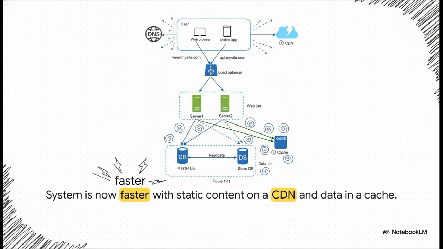And here's what our system looks like now. We've cleverly offloaded so much work. The CDN is handling all our images and videos, and the cache is handling a ton of our data requests. Our main servers are now free to focus on the really important, dynamic parts of the site. The system isn't just reliable anymore. It is way, way faster for our users.